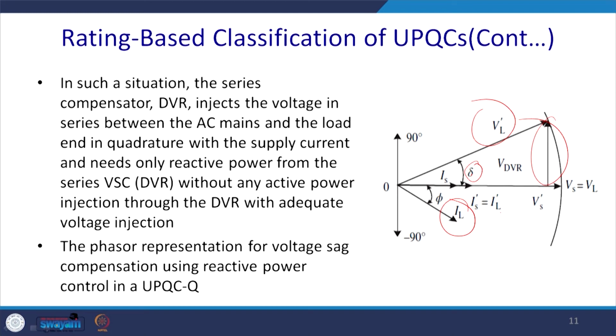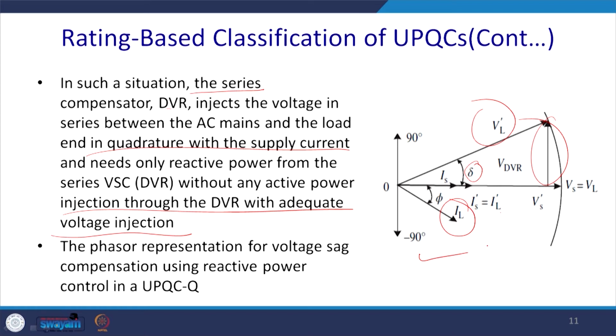In UPQC Q, in such a situation, the series compensator DVR injects voltage in series between the AC mains and the load in quadrature with the supply current, and needs only the reactive power from the DVR, which generally is generated by switching, without any active power injection through the DVR, with the accurate or adequate injection. The phasor representation of the voltage sag compensation of the reactive power is shown in this figure.